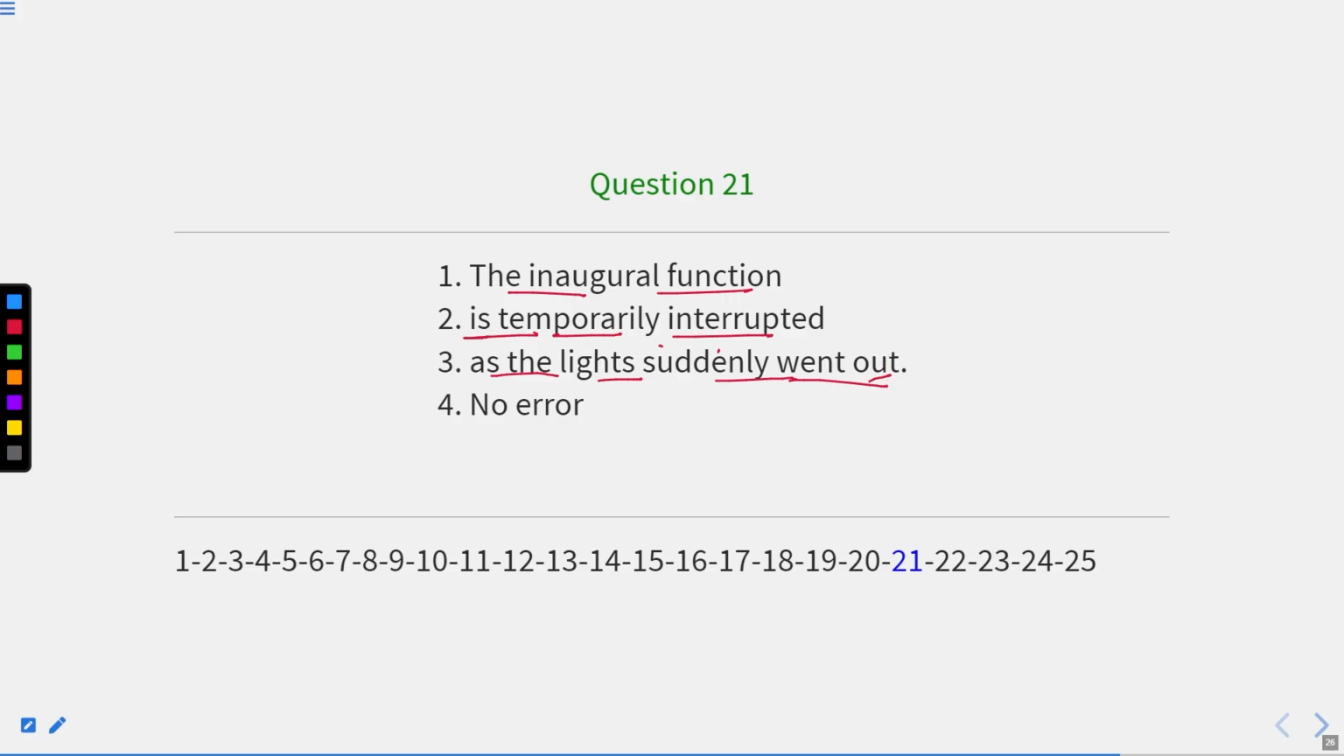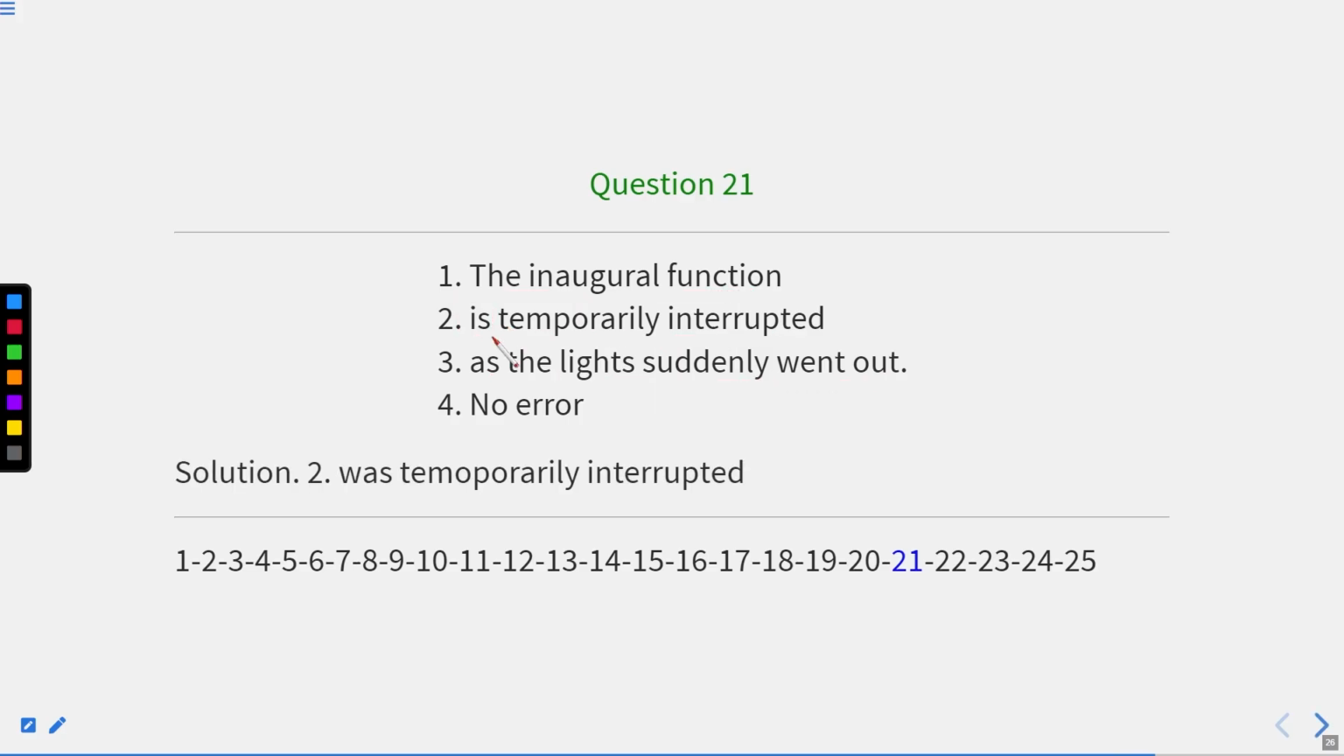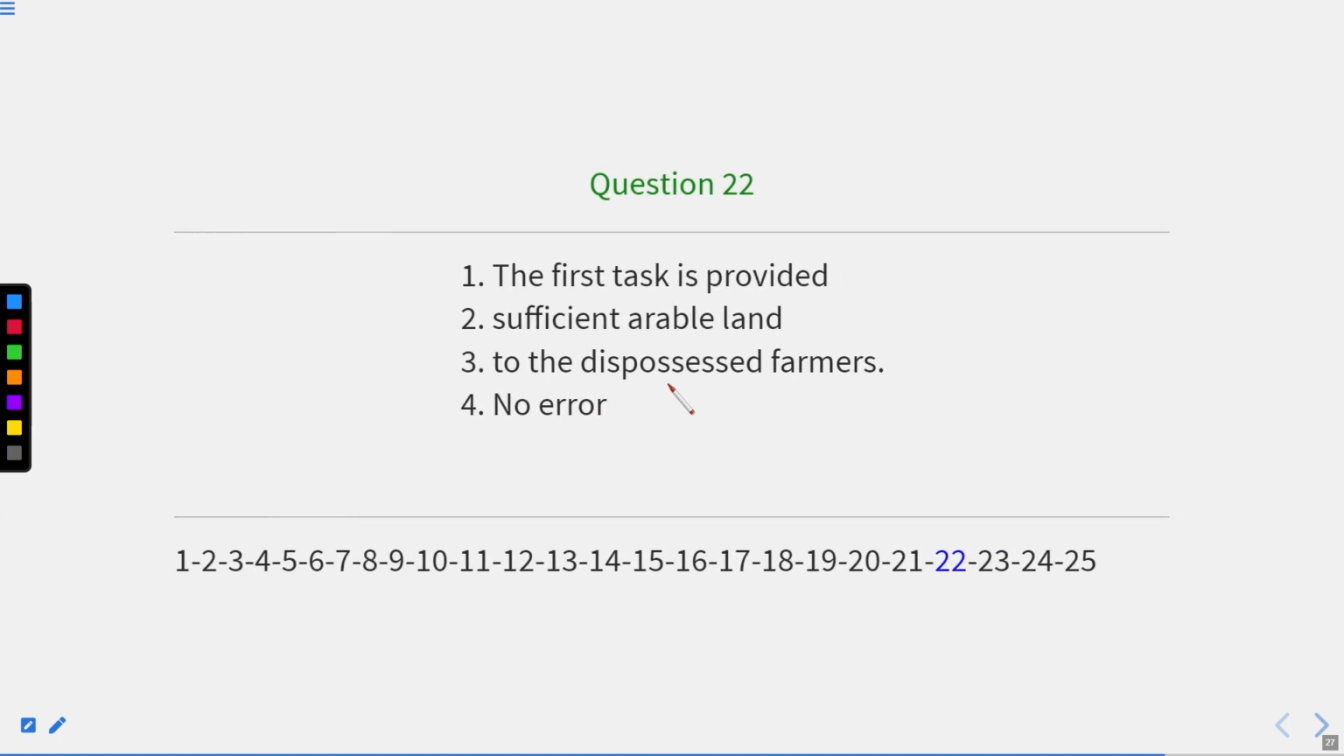Now, if you see the second part of the sentence, it contains the word is, whereas the sentence is of past tense. Okay, so here this is should be replaced with was, because the sentence is in past tense. So the correct sentence will be the inaugural function was temporarily interrupted as the light suddenly went out. Now let us move to question number 22.